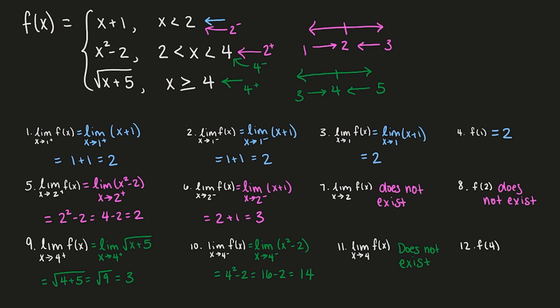But the value for f of 4 does exist because we do have x is greater than or equal to 4. So this is going to be equal to the square root of 4 plus 5, which is equal to the square root of 9, which is 3.